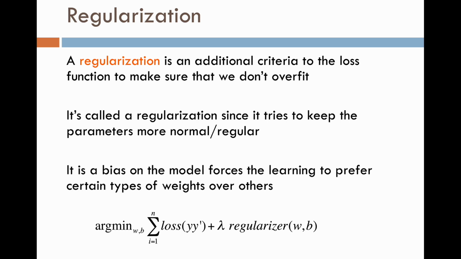What is the job of this additional criteria? It is to prevent the model from overfitting, from going into the high variance situation. It is called regularization since it tries to keep the parameters more normal or regular. It tries to tone it down. Think of the terms theta 3, theta 4, or x to the power 3, x to the power 4 parameters, the coefficients. It will try to bring them close to 0, toning them down.